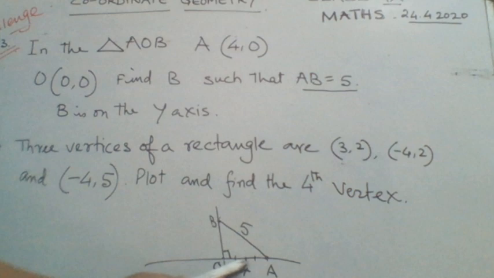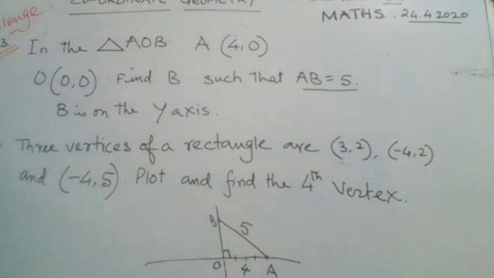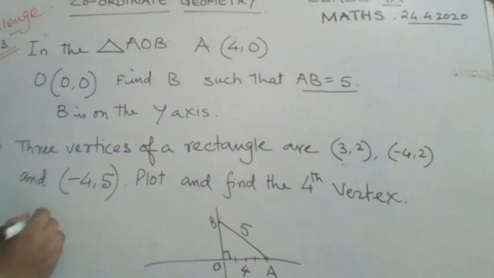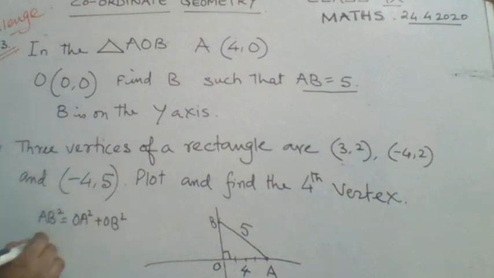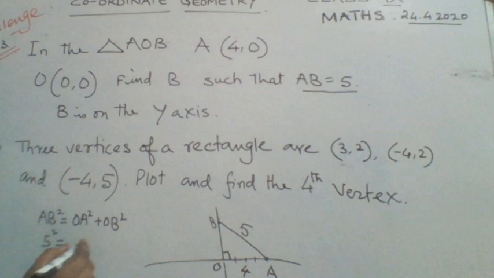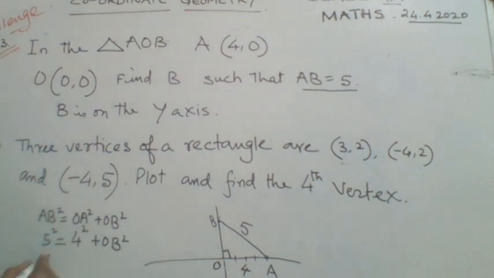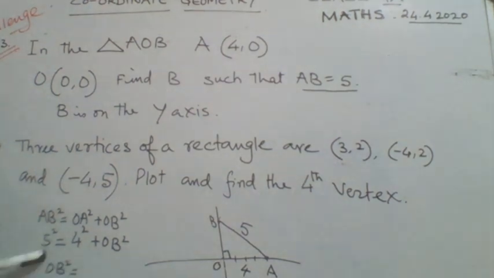Now this is a right angled triangle. So AOB is a right angled triangle, and we will solve it by Pythagoras theorem. That is, AB square is equal to OA square plus OB square. So AB square is 5 square, and OA is 4 square plus OB square. Therefore, OB square, you shift 4 square over here, you get it as 25 minus 16. So this is equal to 9. Therefore, OB is equal to 3.